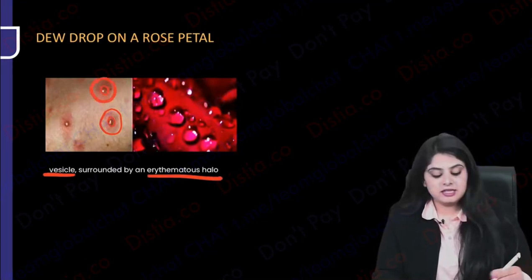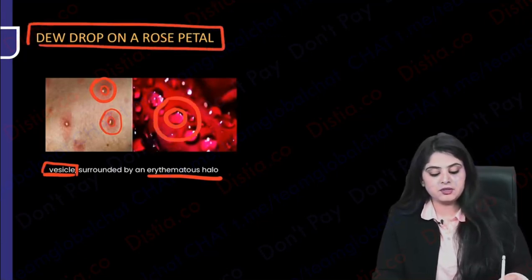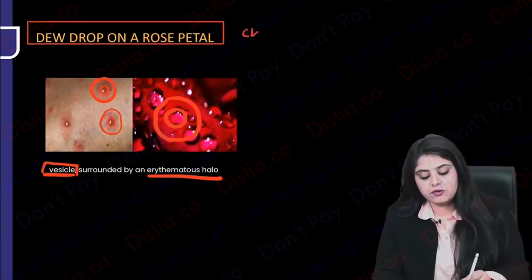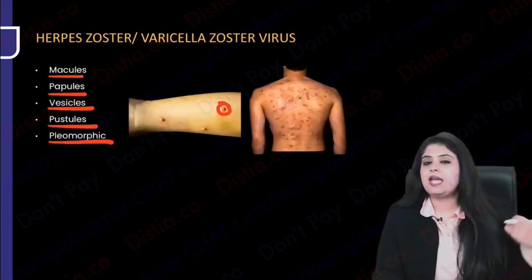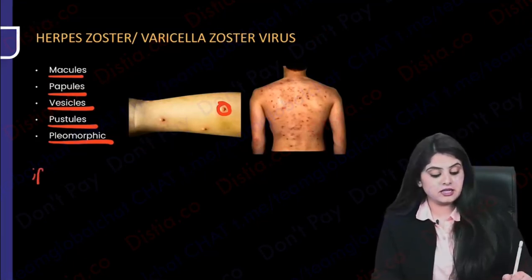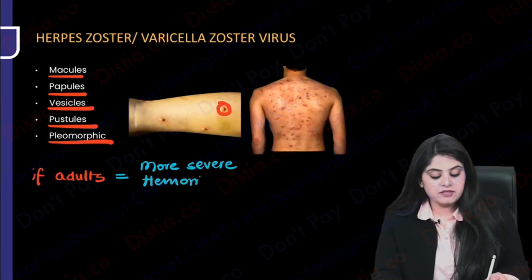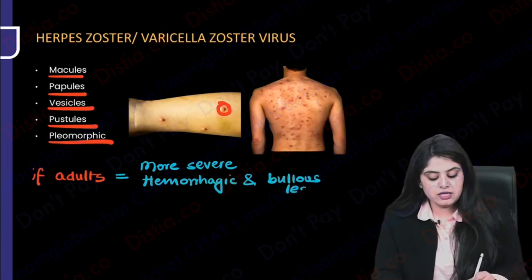So what is this known as? This is like a dewdrop. That vesicle is like a dewdrop on the reddish rose petal. Dewdrop on rose petal appearance is the classical description of the chickenpox rash. But I've told you chickenpox rash is pleomorphic. It can take any of these forms. But I've told you chickenpox occurs in children. If chickenpox is going to occur in adults, it is said to be more severe. And more severe are the lesions also. The lesions tend to be hemorrhagic and bullous. We get to see hemorrhagic and bullous lesions if it tends to occur in adults.